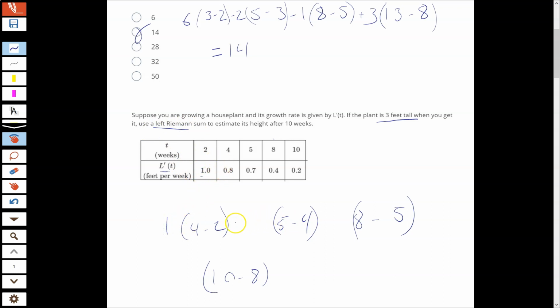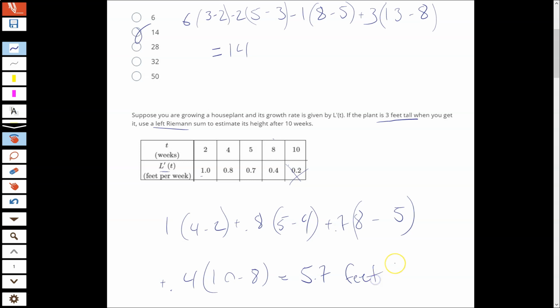So 1, 0.8, 0.7, and 0.4. And these are all positive this time. And then, again, we don't use that last one. For a right Riemann sum, right, we would use all of them except for 1.0. And then, again, I trust you to do this math. The result that I get here is 5.7 feet.